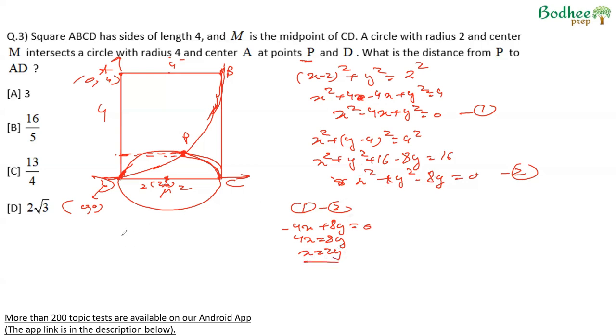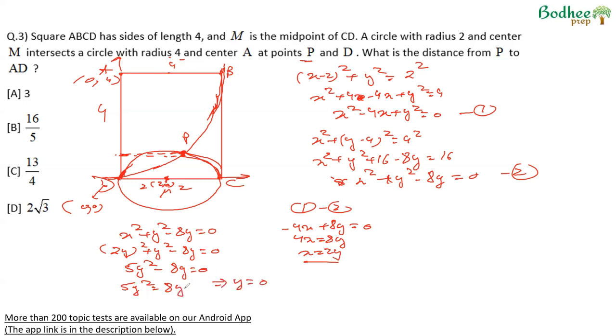Now substitute this value in any of the equations. I'm putting it in the second equation, x square plus y square minus 8y is 0. Since x is equal to 2y, this becomes 4y square plus y square minus 8y is equal to 0, which means 5y square minus 8y is equal to 0, which means 5y square is equal to 8y. There are two solutions possible. Either y is equal to 0. If that is not the case, y and y cancel, and y will be equal to 8 by 5.